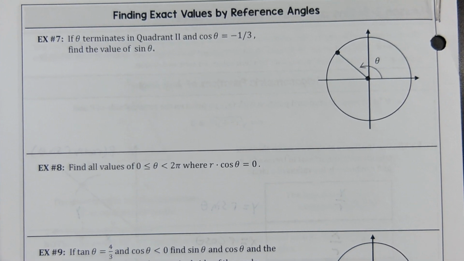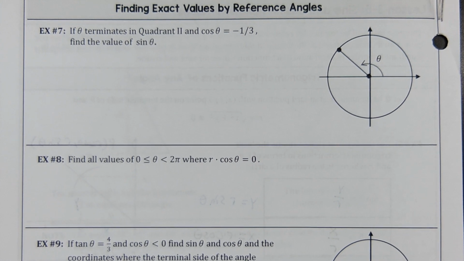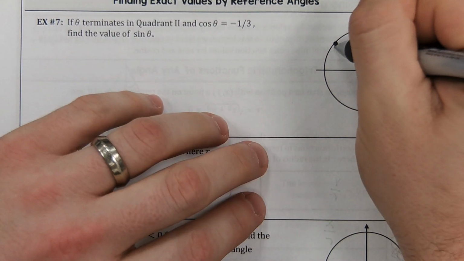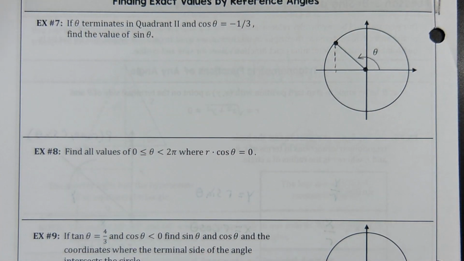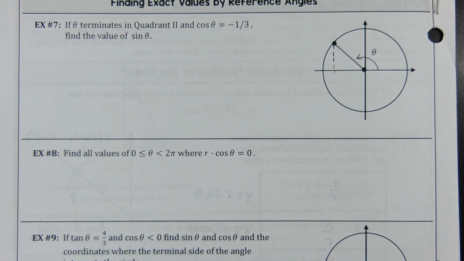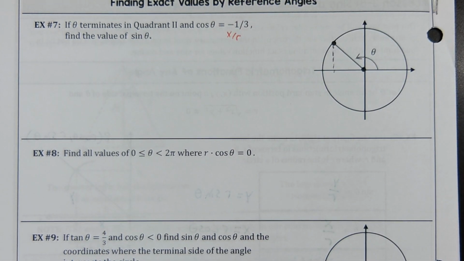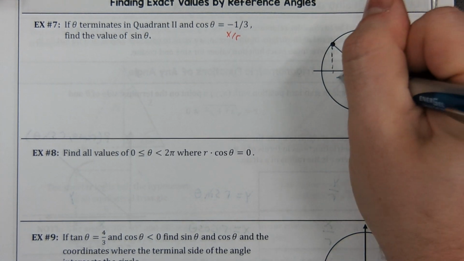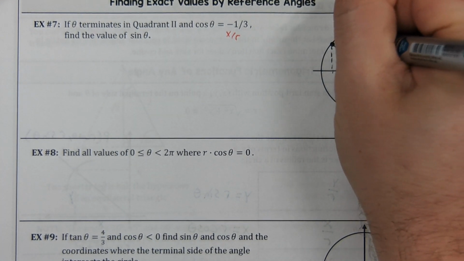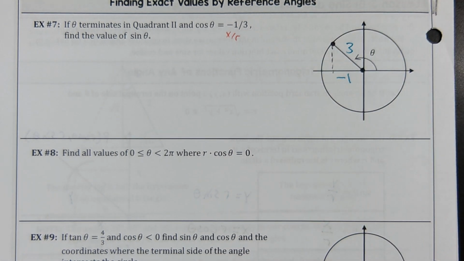Alrighty. We have an angle that is in quadrant 2, and we're told that cosine is negative 1/3. Our job is to figure out what sine equals there. Close off our triangle. Cosine is the letters x over r. Remember, r is always positive. That tells me my x value was negative 1. My r was 3. In quadrant 2, my y value will be positive.